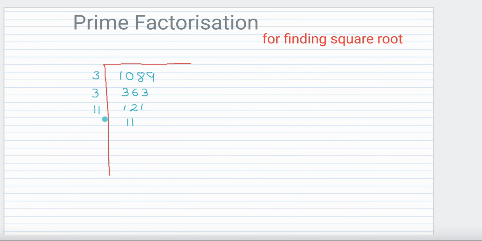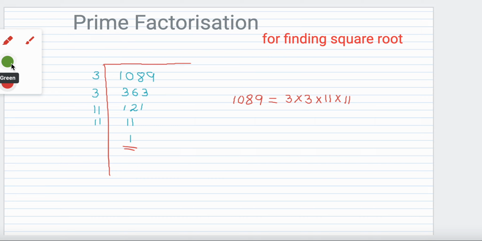If you know squares, you know that 11 squared is nothing but 121. So now 11, and then you will get 1. That means when you get 1, here you have to stop. We got 4 numbers, so this is the prime factorization of this number. That means the prime factorization of 1089 is 3 into 3 into 11 into 11.